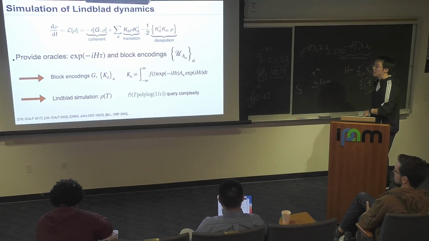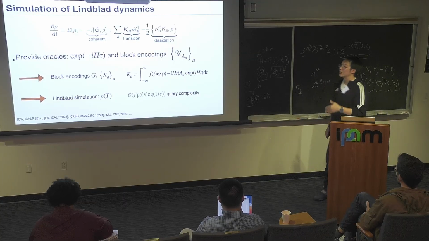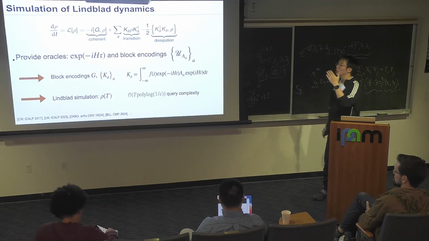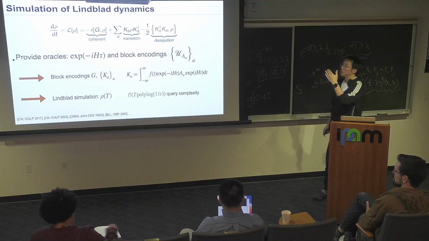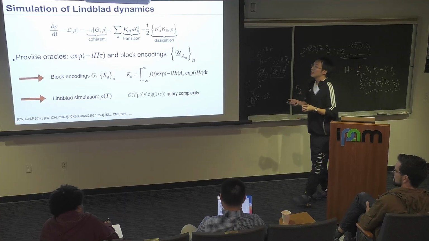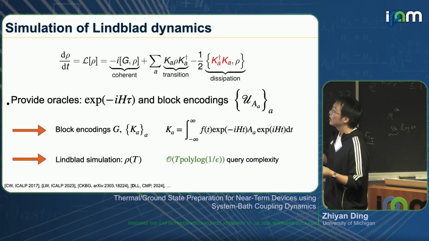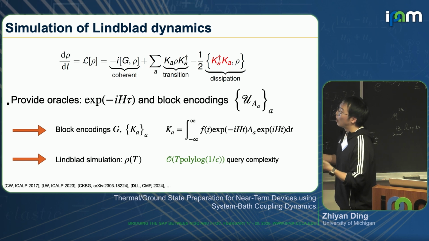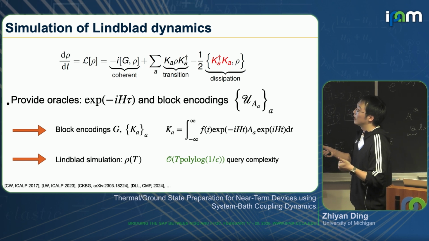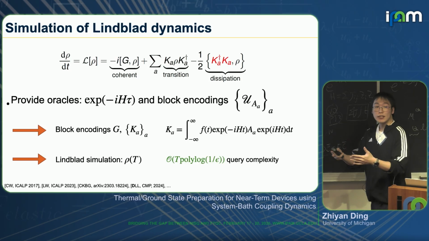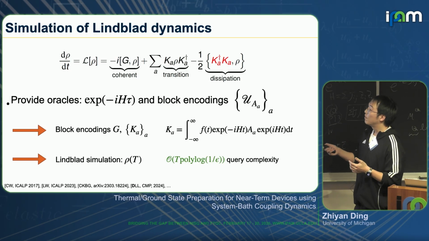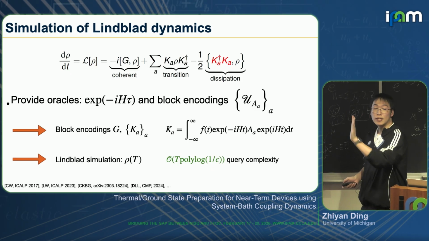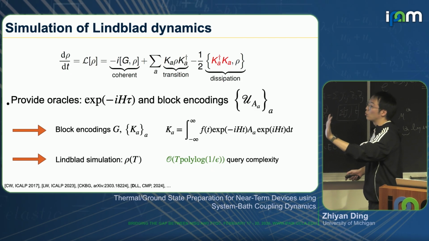Okay, so here, before I talk about the disadvantage of linear Lindblad dynamics, I first want to quickly show you how it works. Basically, the idea of linear Lindblad dynamics is I will give a specific design of the coherent part capital G and the jump operator K_a, so that I can ensure the solutions of this linear Lindblad dynamics can converge to the target state. You can imagine that the target state is a thermal state or the ground state.